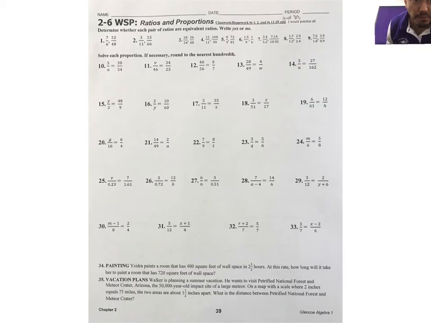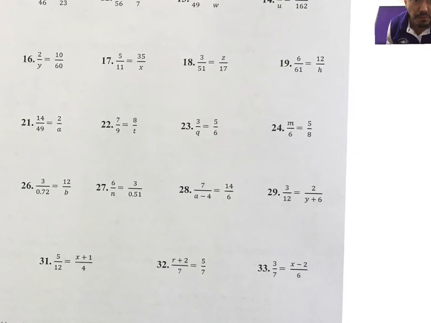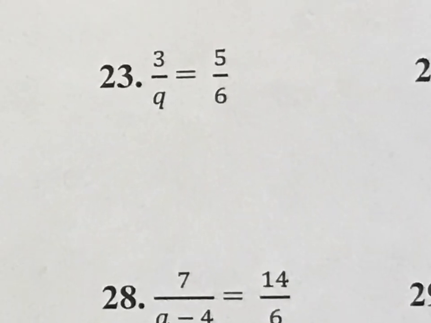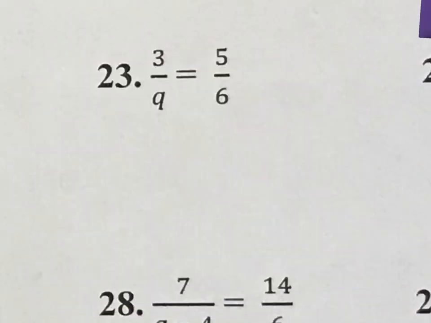So here's one of the worksheets that we're going to be doing this week, 2.6 WSP, and this is all about ratios and proportions, right? So let's take a look at one of these guys. How about number 23? It is a proportion, so that means that you can cross multiply. Yeah, so of course we're going to cross multiply.